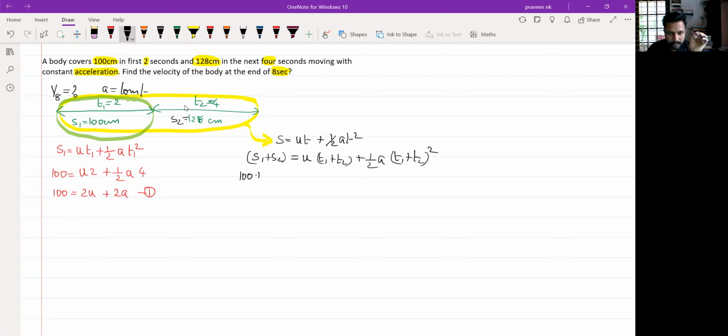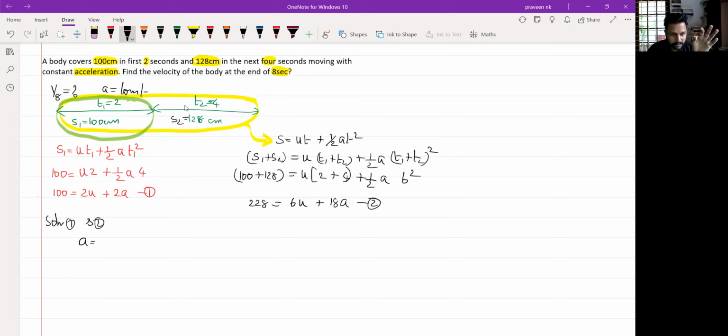Therefore, 100 plus 128 is equal to u into what is T1? Actually, T1 is 2 plus T2, which is 4, plus half a into T1 plus T2 the whole square, means it is 2 plus 4 the whole square, that is 6 square. Therefore, we are getting 228 is equal to 6u plus 6 square is 36, 36 by 2, it is 18a. Now we got two equations, and if we are solving 1 and 2, we will get the value of a.